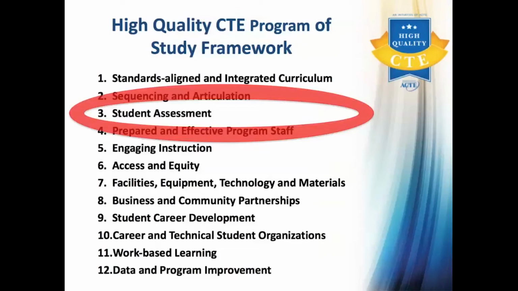This element addresses the type and quality of assessments used in the program of study, including the types of knowledge and skills that should be assessed and assessments that lead to recognized post-secondary credentials.